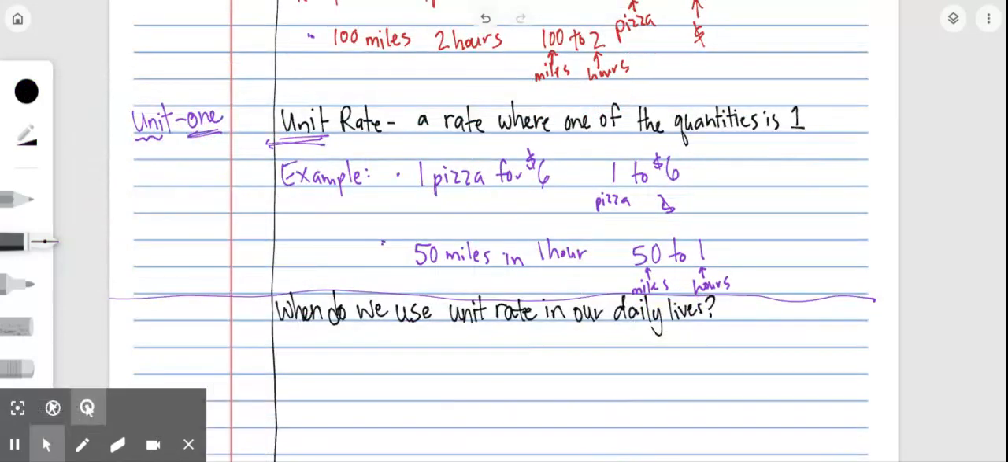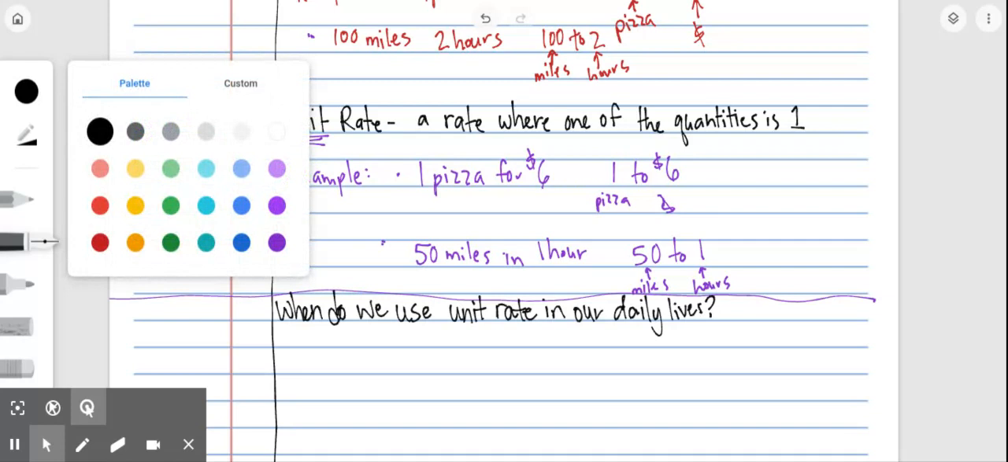My first example is, when do we use unit rate in our daily lives? I want you to take a minute. I'm going to pause this video, take 1 minute, and write down any times that you feel like you've seen something like something in 1 or 1 for something. Take a minute and think about it. All right, hopefully you've come back.